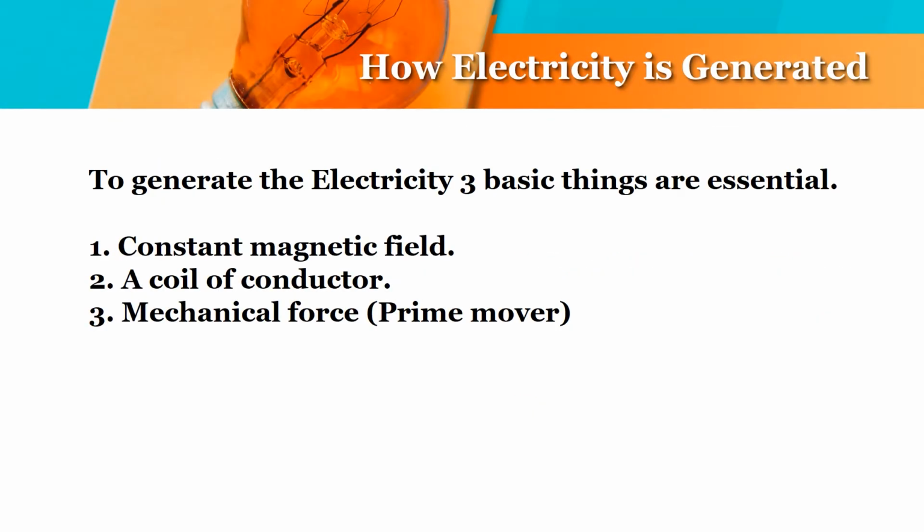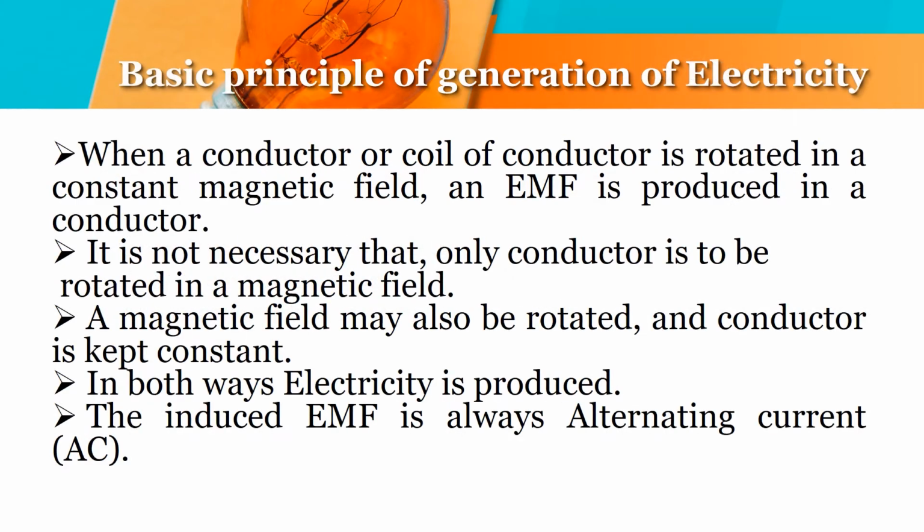To generate electricity, three basic things are essential: a constant magnetic field, a coil of conductor, and mechanical force. Basic principle of generation of electricity: when a conductor or coil of conductor is rotated in a constant magnetic field, an EMF is produced in the conductor. It is not necessary that only the conductor is rotated in a magnetic field. A magnetic field may also be rotated and the conductor kept constant. In both ways, electricity is produced.